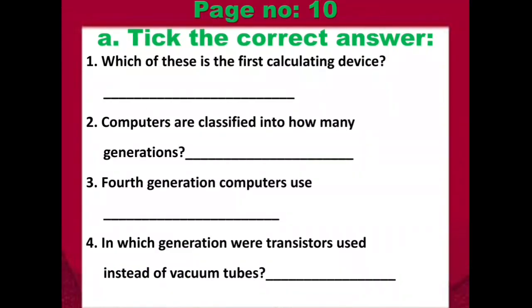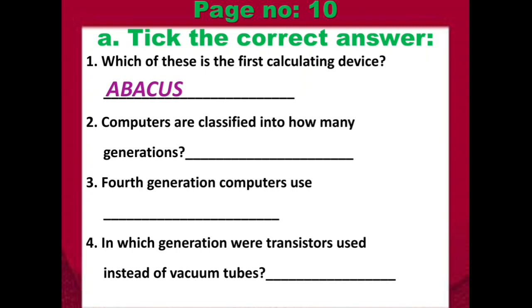Our next topic, take page number 10. Tick the correct answer. Which of these is the first calculating device? Yes, abacus. Abacus is the first calculating device.